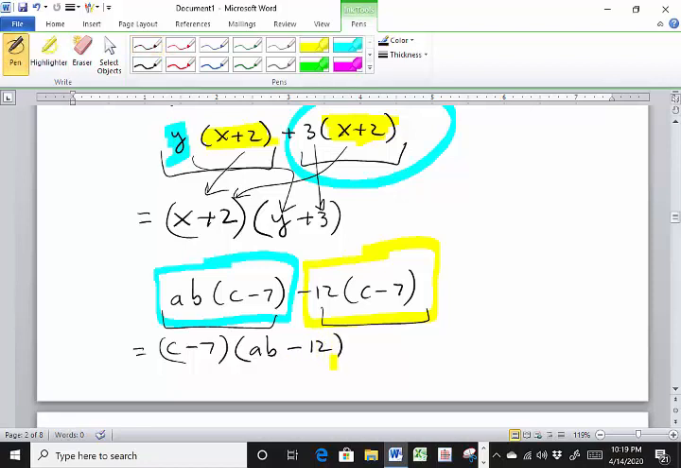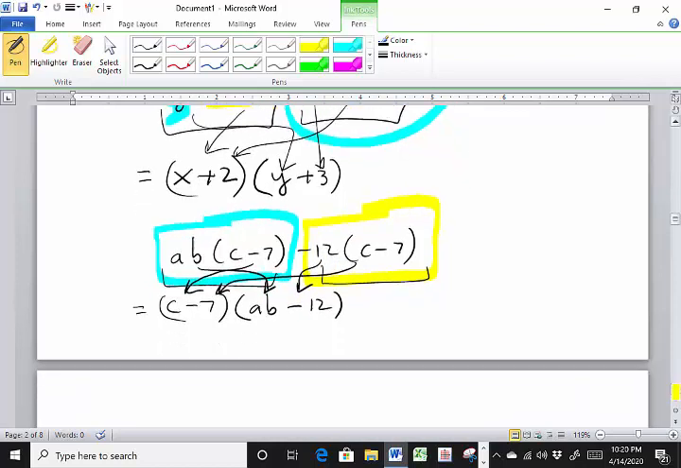And that's factored. So again, common factors go right here, which is C minus 7. Where the common factor goes here, which is C minus 7. And then just the AB goes here, and then the minus 12 goes right there. Right? And that's the pattern for factoring by grouping.